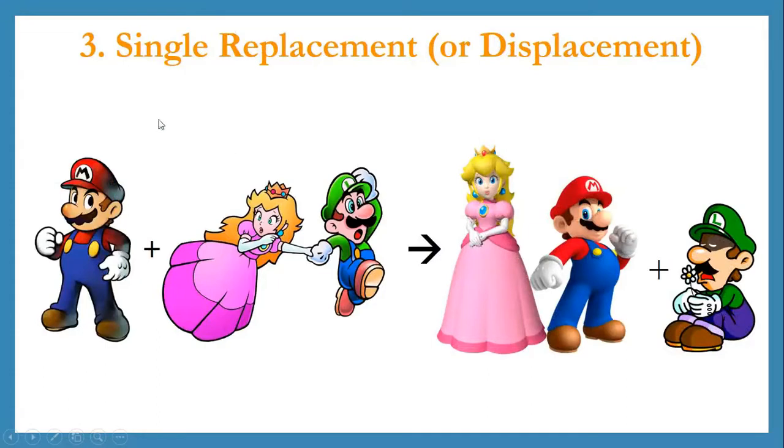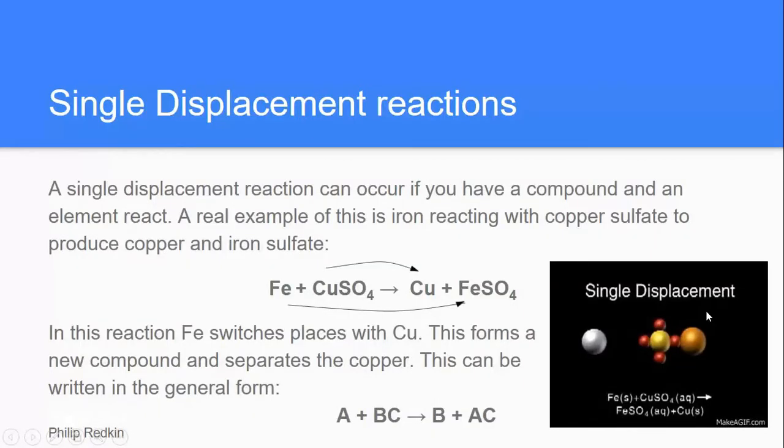And then single replacement is when usually one element breaks up a compound, so that the element is now part of the compound and one of the elements in the compound is left out on its own. For example, here, done by Mr. Philip Redkin, iron comes in and knocks copper off the sulfate, and then copper's by itself and iron has a sulfate. So here's the iron, it takes the sulfate away, and now copper's all by itself.